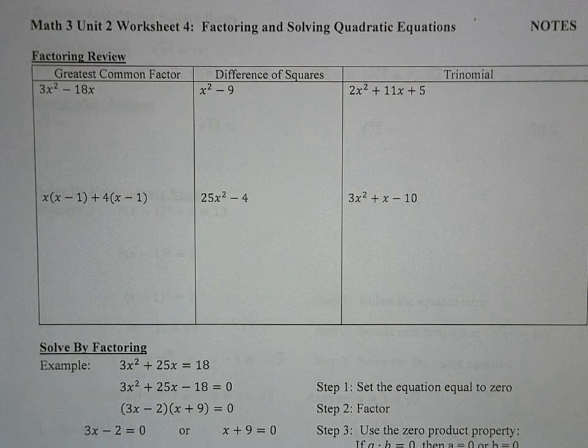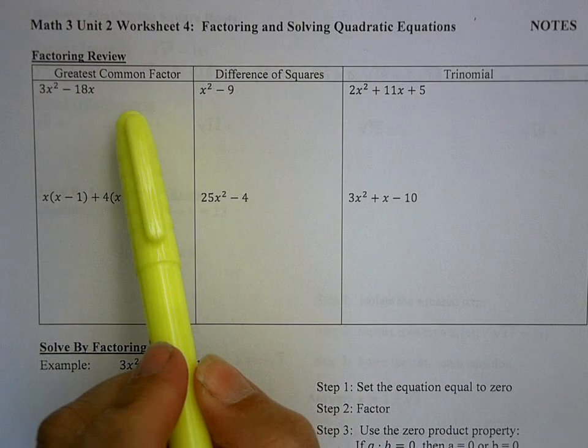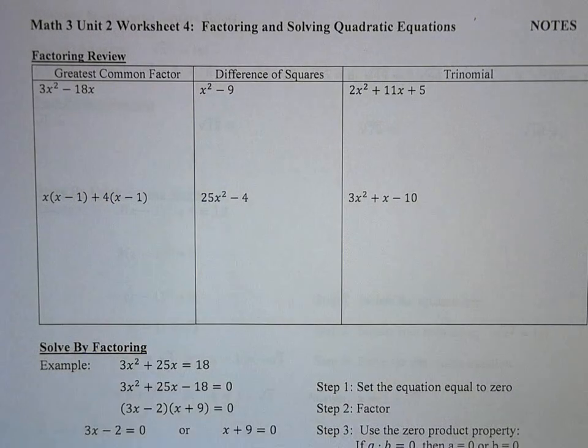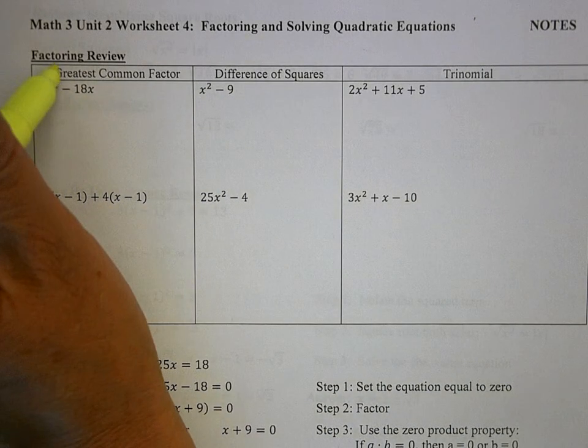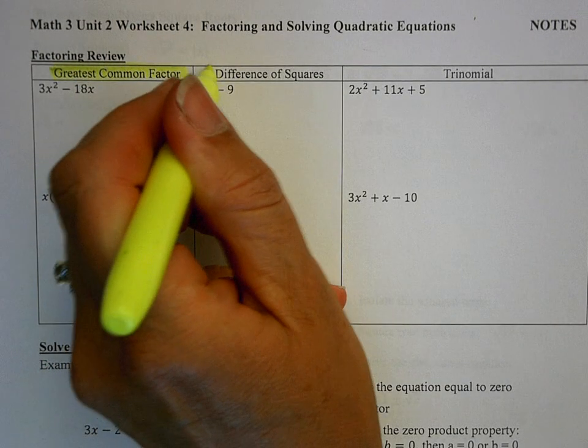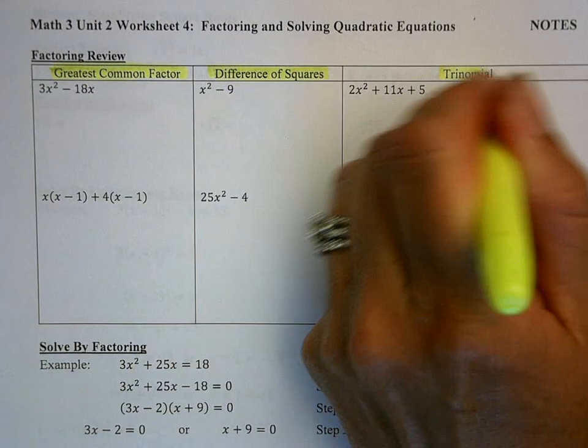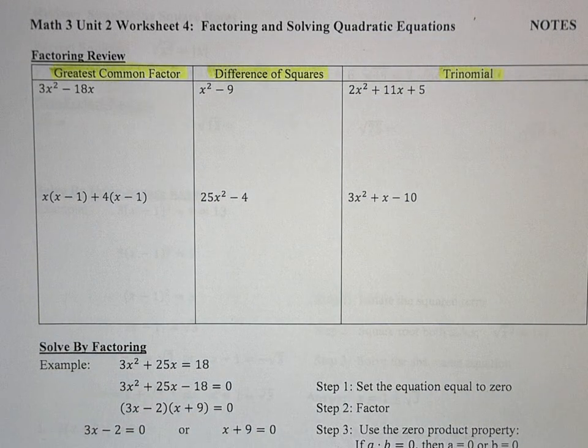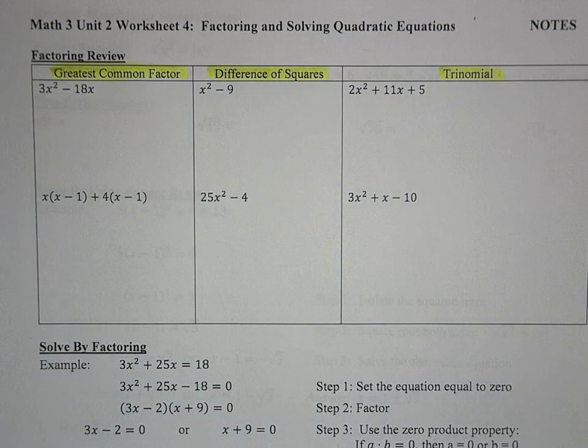Okay, so this is the video lecture for Math 3 Unit 2 Worksheet 4, and we're going to be working on factoring and solving quadratic equations. For the factoring component, there are three different types of factoring we're going to be doing: greatest common factor, or GCF for short, difference of squares, and trinomial factoring. Those are the three styles that we will be working with.